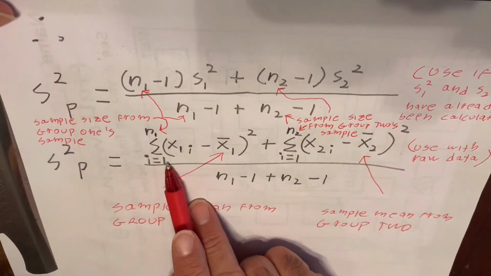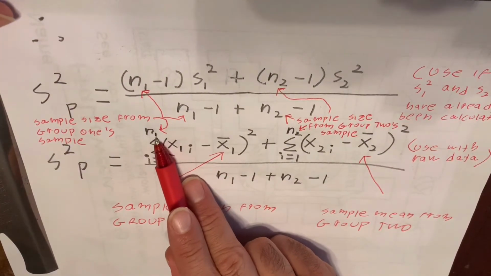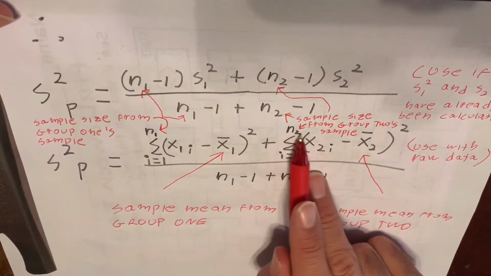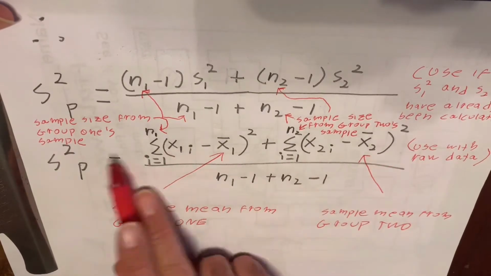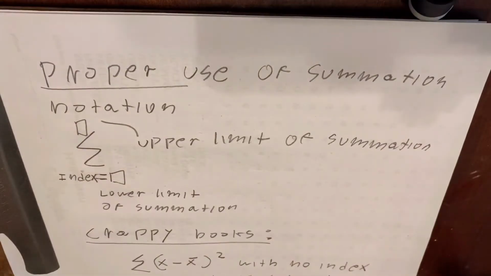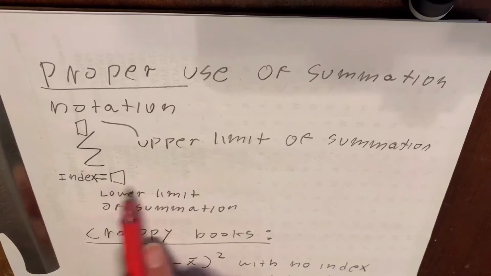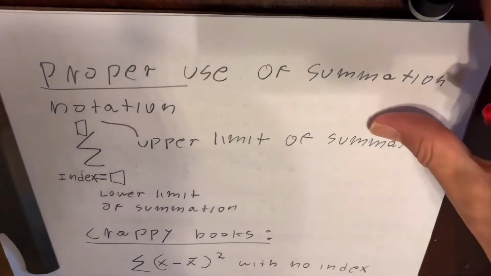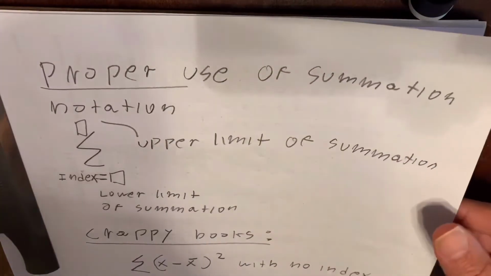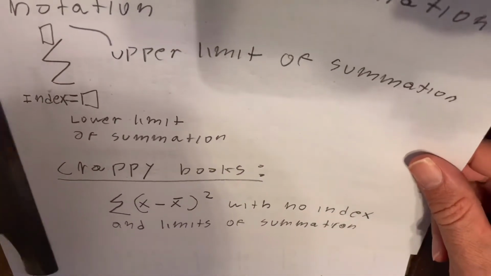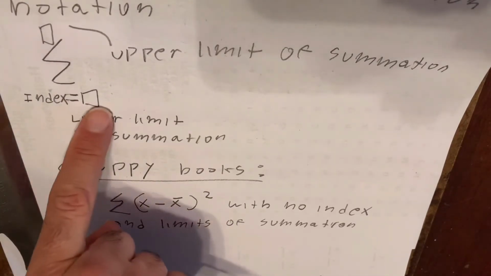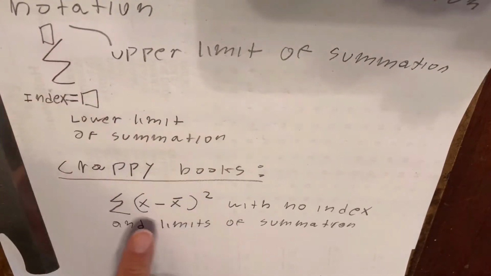Here i goes from 1 to the sample size in the first group. i goes from 1 to the sample size in the second group. Everything is indexed. It's crystal clear. And this is proper use of summation notation, but it is difficult to typeset. And some textbooks don't want to go through this work. So in crappy books, you won't see the index, you won't see the lower limit, and you won't see the upper limit, and it'll look something like this.